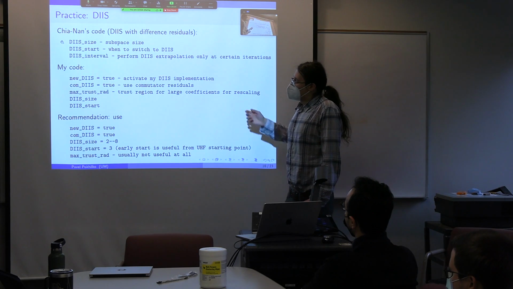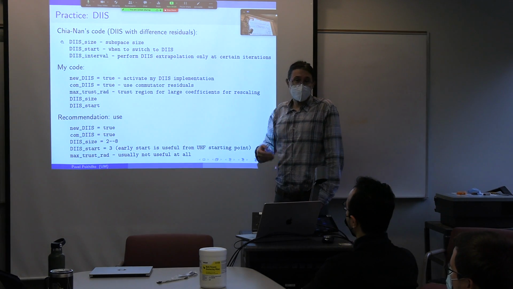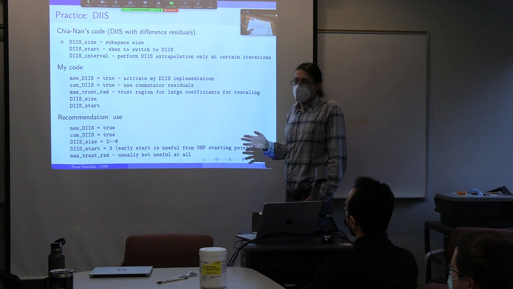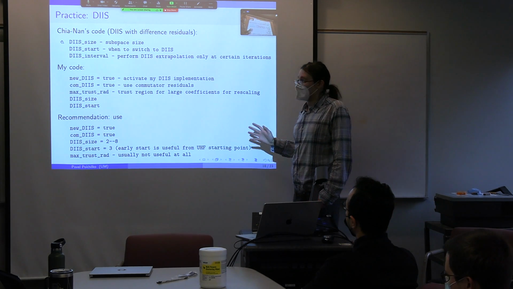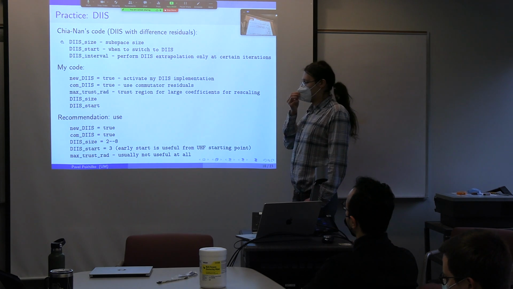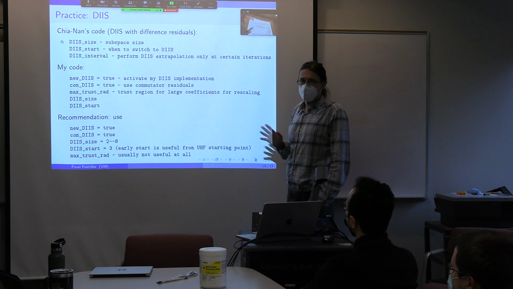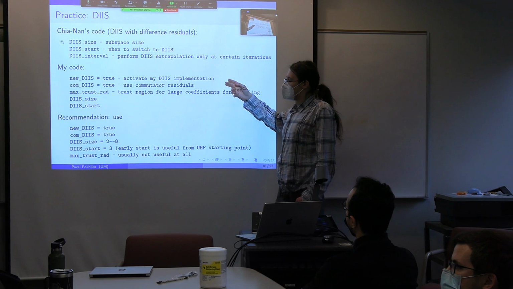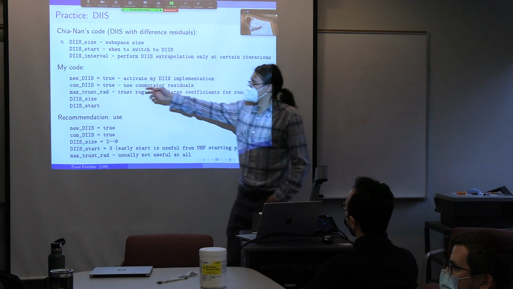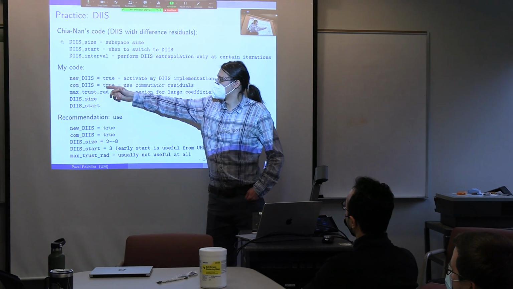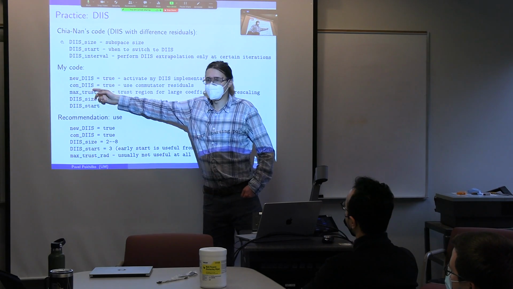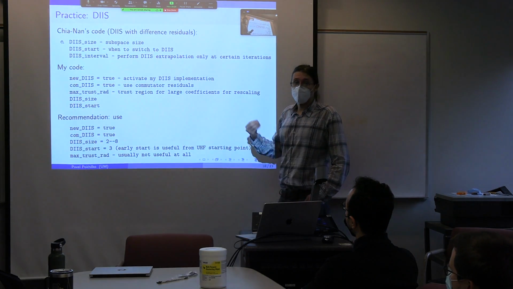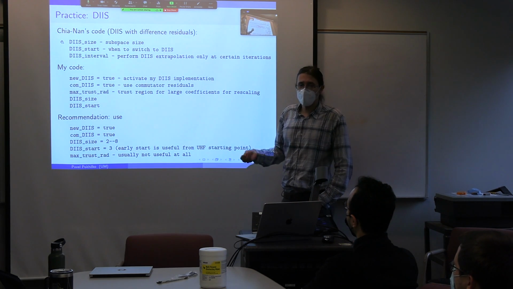extrapolation. My code doesn't use the DIIS interval, so it just uses the extrapolation in all the iterations, and this does not seem to be a problem with the commutator formulations at all. But it is a problem with the difference residuals, which I don't recommend using. So in order to activate my code, a user must specify new DIIS equals true, and if one wants to use a commutator version, com_DIIS equals true should be used. It will activate the commutator residuals.